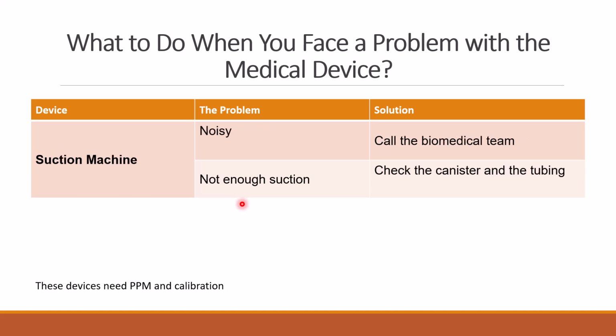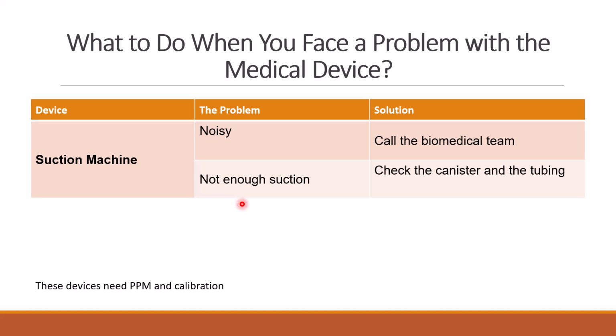The suction machine, as I told you, deals with air, so we have a compressor inside it. If it's too noisy, we have to call the biomedical team. If the suction machine is too noisy, maybe we have problems with the compressor springs, compressor pads, compressor binding mechanism to the housing. We need to check. Maybe the compressor needs to be replaced. You have to call the biomedical team.